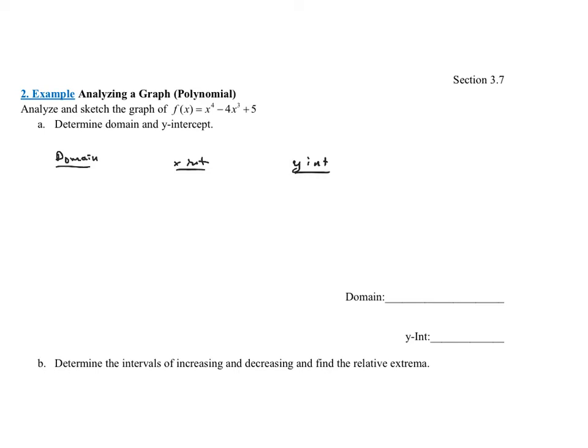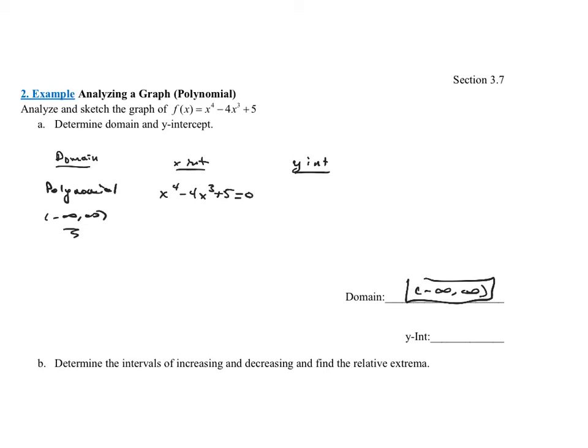To find the domain, just consider the type of function in this case. This function's a polynomial function, and because it's a polynomial function, we know that its domain would be negative infinity to infinity. Remember, to find x-intercepts, you need to set the function equal to 0. Here we'd have x to the fourth minus 4x cubed plus 5. Set the function equal to 0 and try to solve.